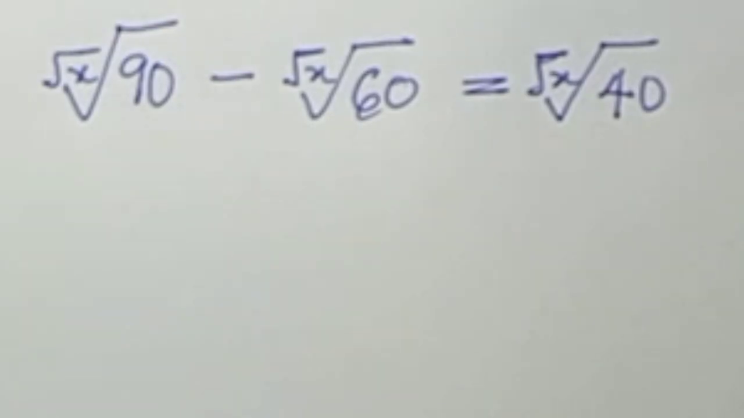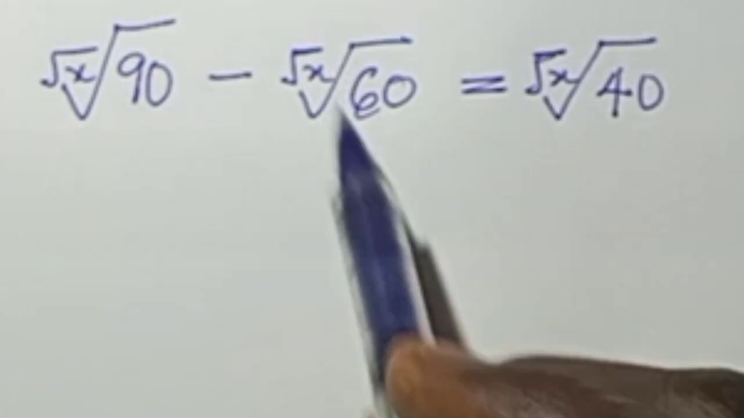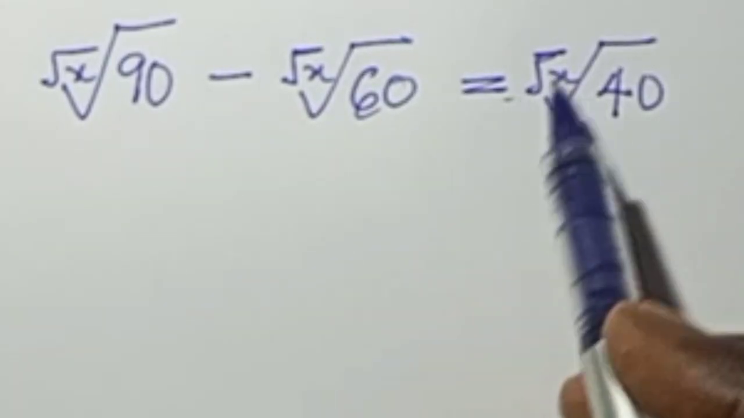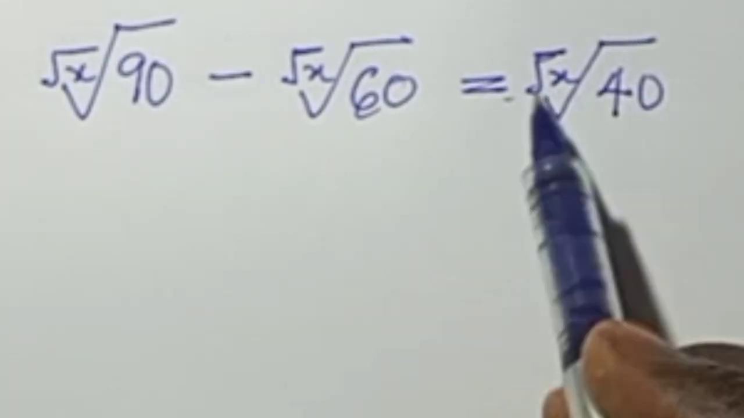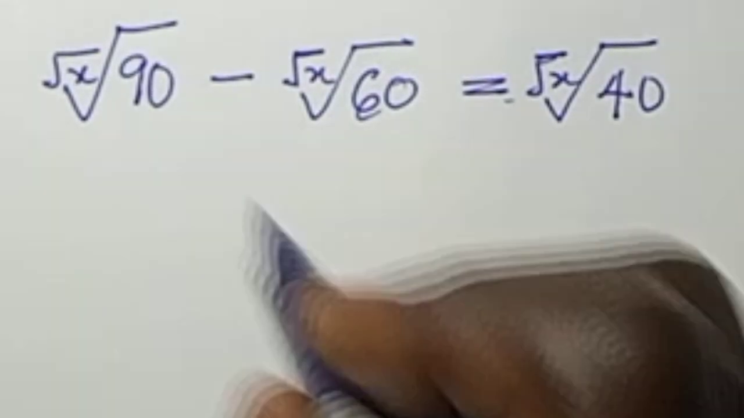Hello everyone. So today we have the square root of x, root of 90 minus square root of x, root of 60 all equal to square root of x, root of 40. So x is the unknown. So if we solve together, first let's say solution.